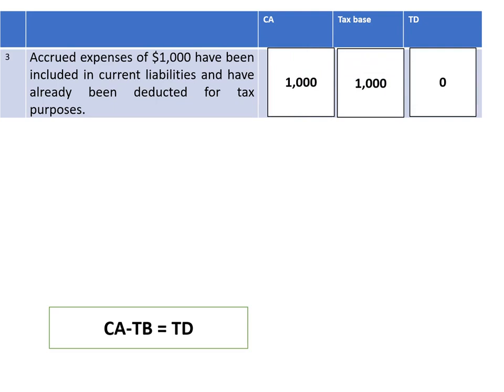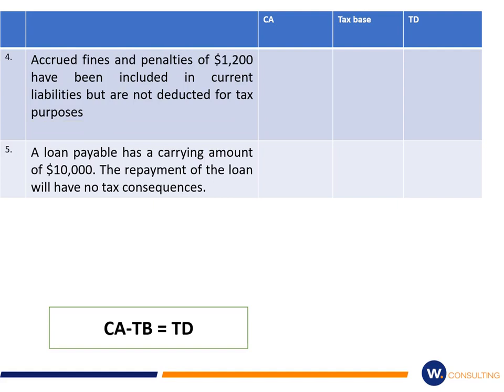Why? Because if you look at the definition, we are saying that it's the carrying amount less the amount that will be deductible in future. Now, what is the amount that will be deductible in future in respect of this 1,000? It's nothing, because we already deducted it for tax purposes. So 1,000 minus 0 gives us our tax base of 1,000.